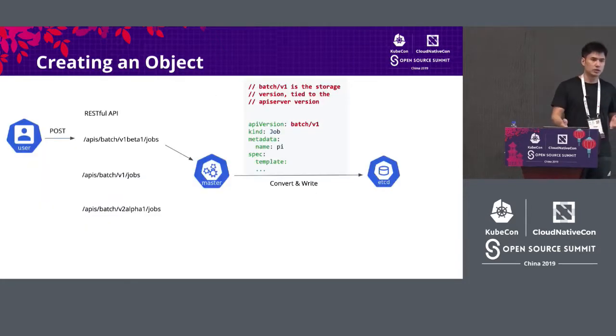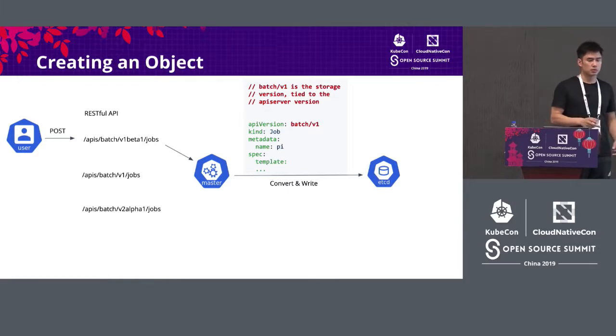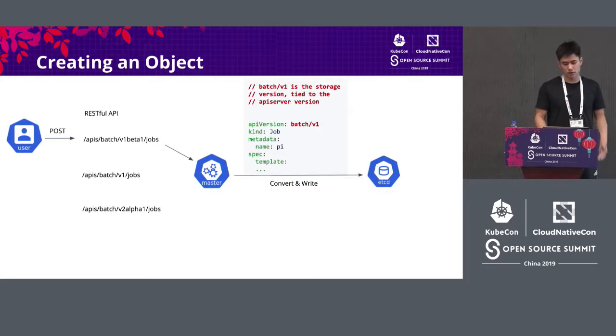However, after the API server has processed the job and before it stores it into the backend, etcd, the API server will convert the object from v1beta1 to the storage version, which is batch v1. It will change the encoding, and then store it into the backend, etcd. The storage version is an important concept we will mention a few times later in the talk as well.